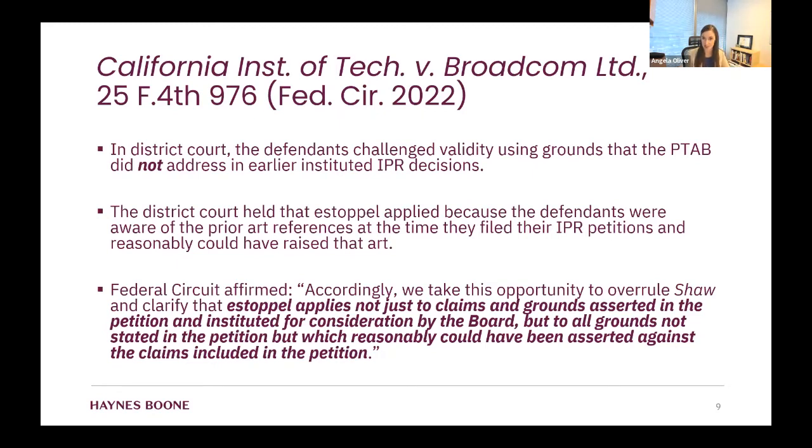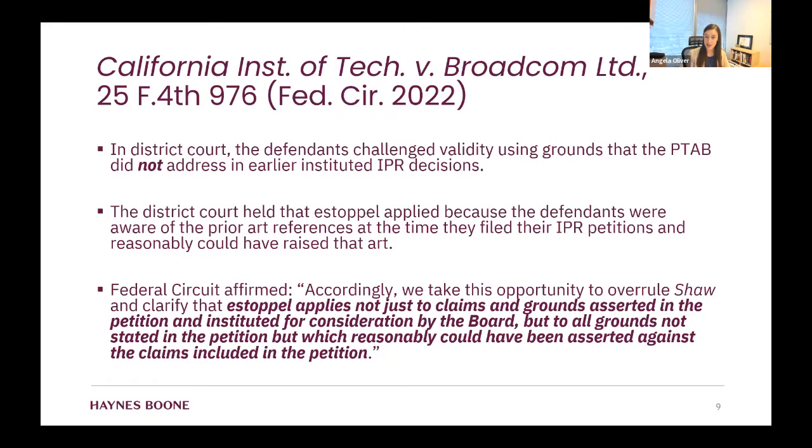One thing you might note about this opinion is if you read the opinion when it first came out, it appeared to be even broader than this, which the original opinion said not only does estoppel cover grounds not raised in the petition, but it also covers claims not raised in the petition.